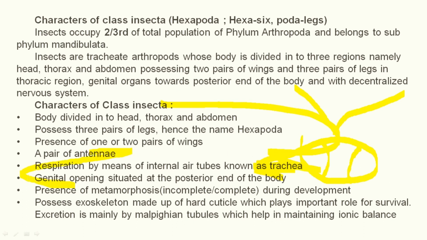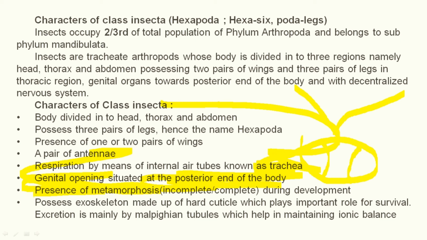Reproduction is separate. Male and female will be there, and the genital organs are present at the posterior end of the body, in the abdomen. Metamorphosis will be there. Life cycle will be there: egg, larva, pupa, adult, or egg, nymph and adult. Sometimes they only increase their size. So many kinds of metamorphosis are there: incomplete, complete, holometabolous, semi-metabolous. So many things are there.